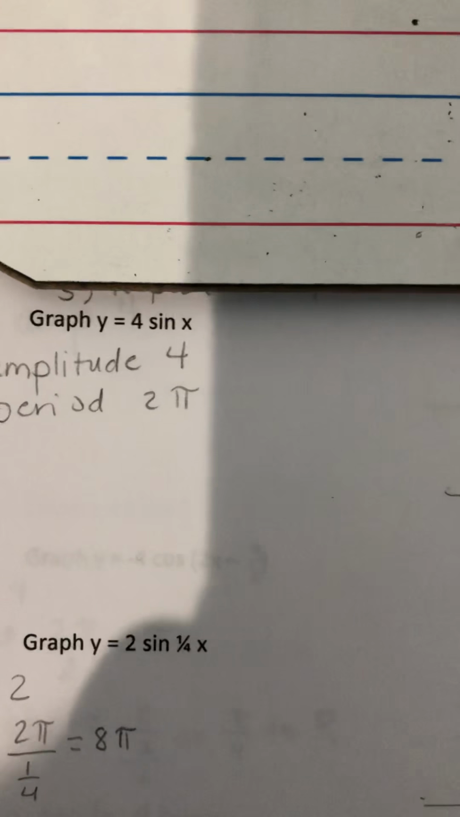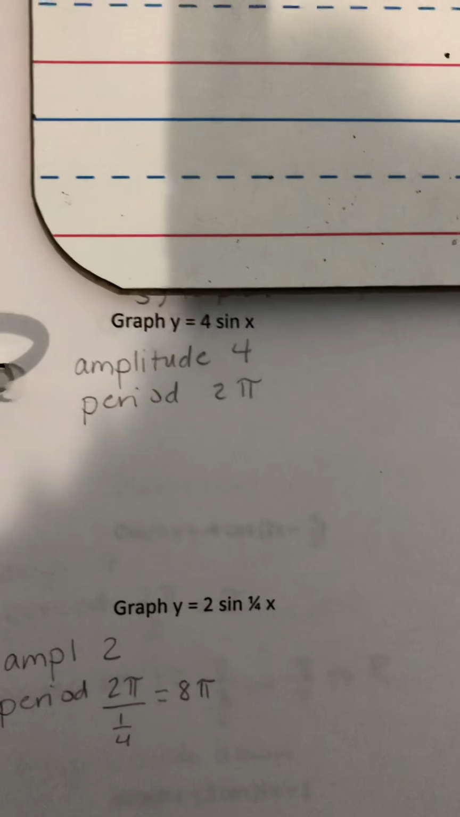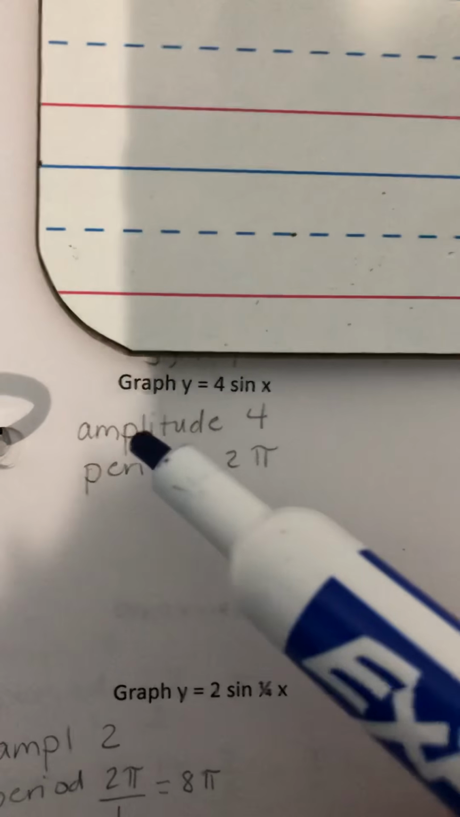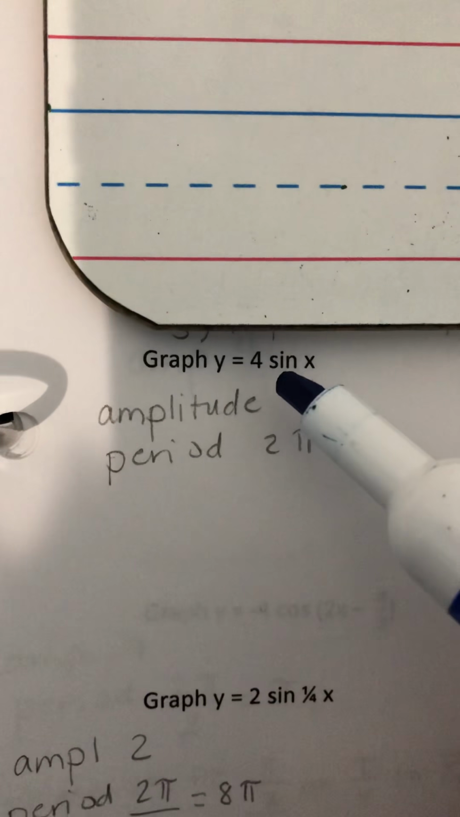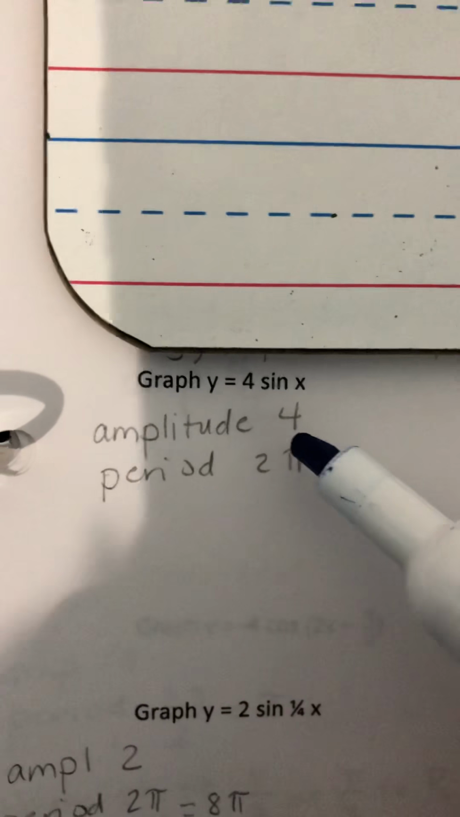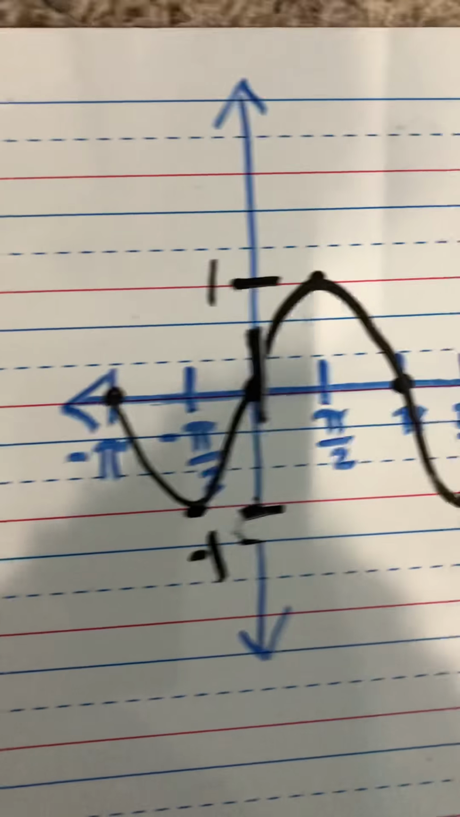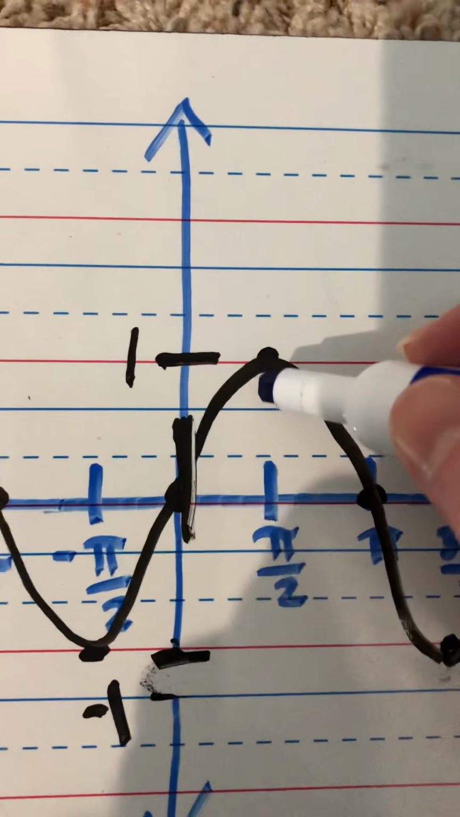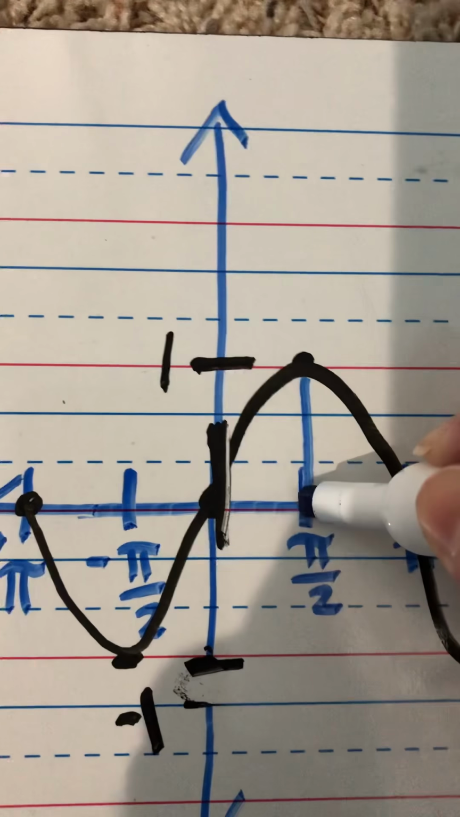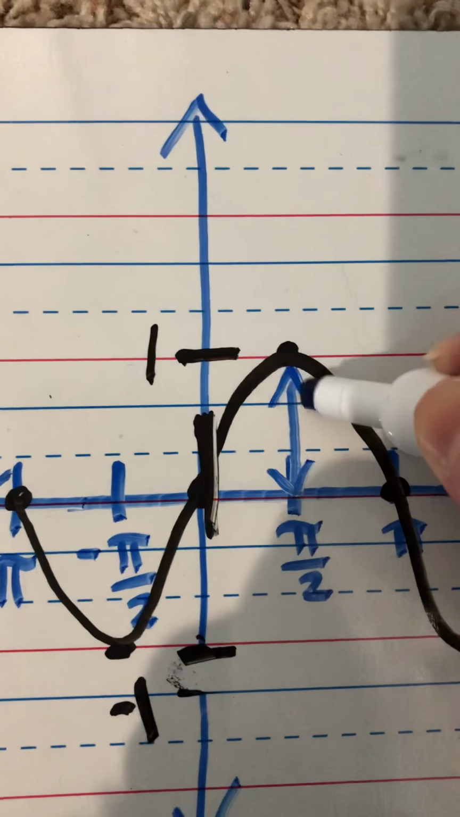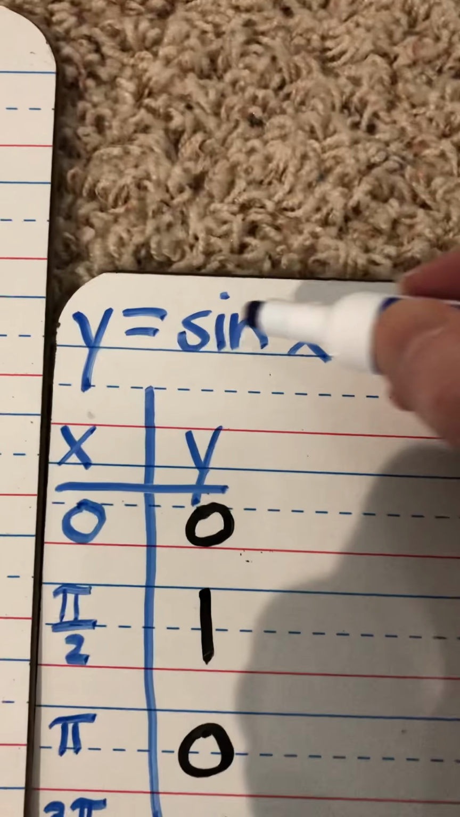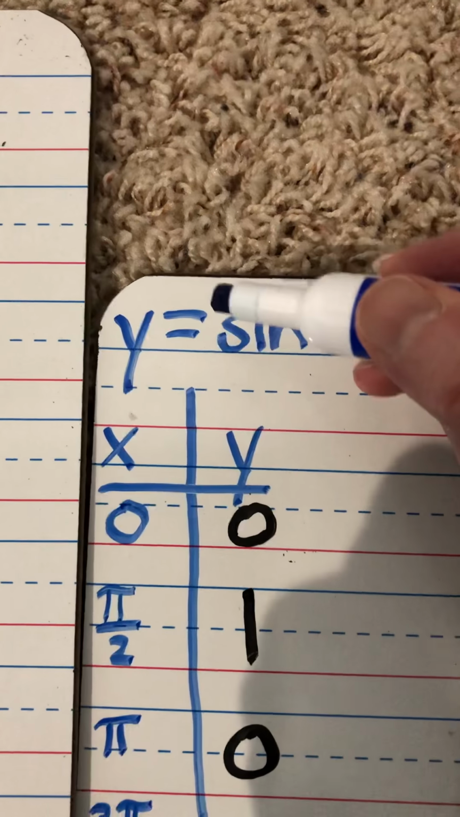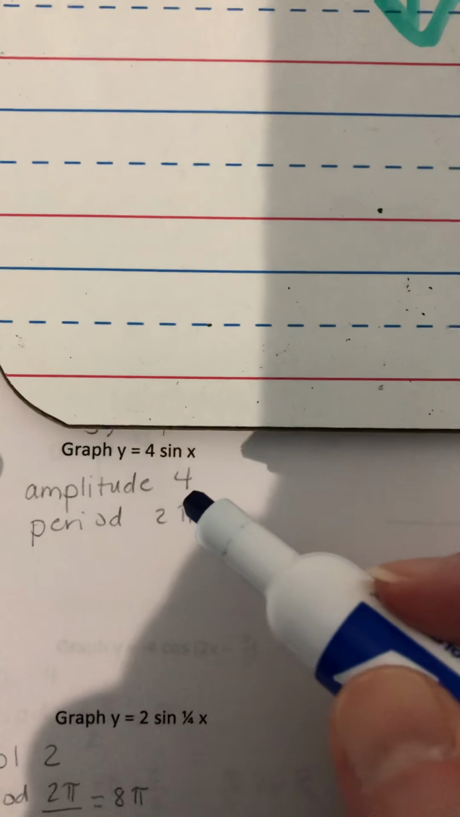Let's take a look at y equals 4 times the sine of x. The amplitude is 4. So whatever number you have written in front of the word sine is the amplitude. Let me show you what that means on the parent function. The amplitude is just the distance from here to here. So the parent function has an amplitude of 1. And that's why there's no coefficient here, because it's implied that it would be a 1. So in this case, the amplitude's going to be 4.